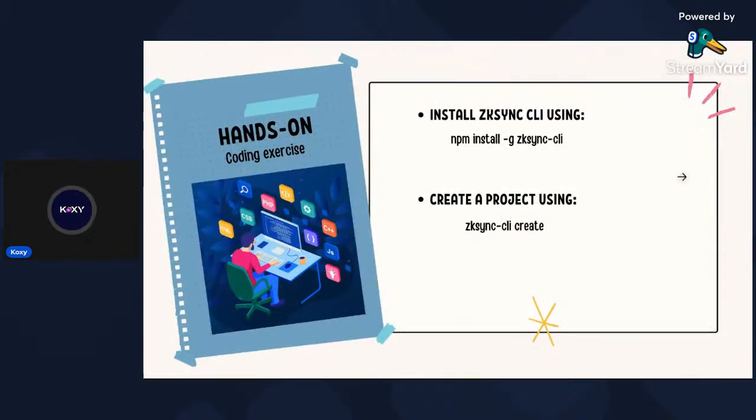So now we are going to go into the hands-on coding and see what exactly this looks like. First, let's install the CLI, because you have to make sure you're using the zkSync CLI. You can install it using this command. I've already installed mine, and after you're done installing it, you create a project using this command, zksync-cli create project. So let me share my screen, my terminal, and create a project.